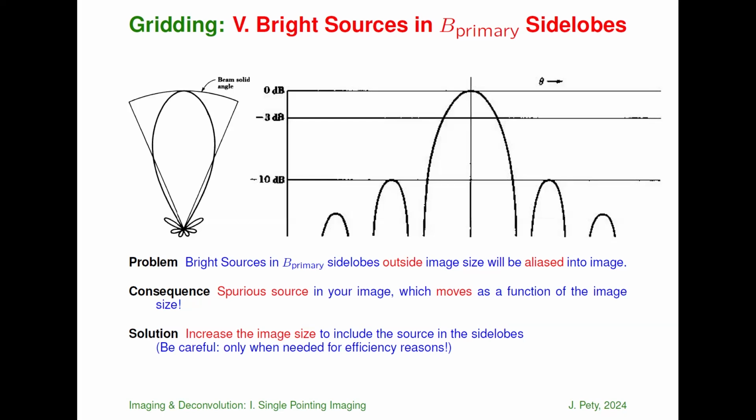You have two beams in an interferometer, the primary beam and the dirty beam. We'll speak more about the dirty beam in a minute. Both have side lobes, and the side lobes we're speaking about here are the side lobes of the primary beam. You should know that a spurious source in your image can happen, but you're really unfortunate when this happens. Maybe it happens once every 20 years at Bure.